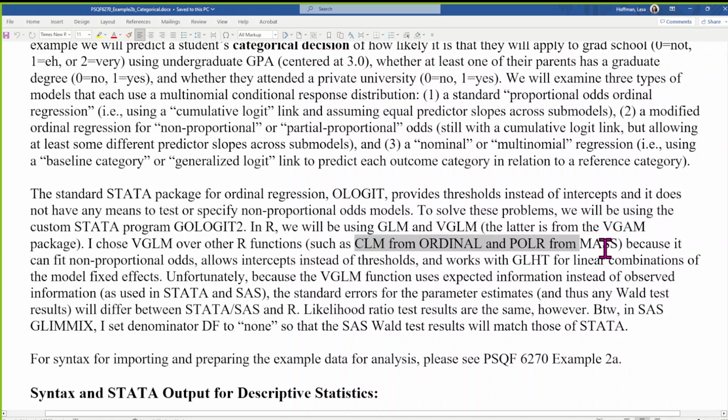These ones either only gave me thresholds or didn't have non-proportional odds or spit out something that was really confusing because it switched the direction of the slopes and the intercepts. And I was like, nope. So I'm going to stick with VGLM.